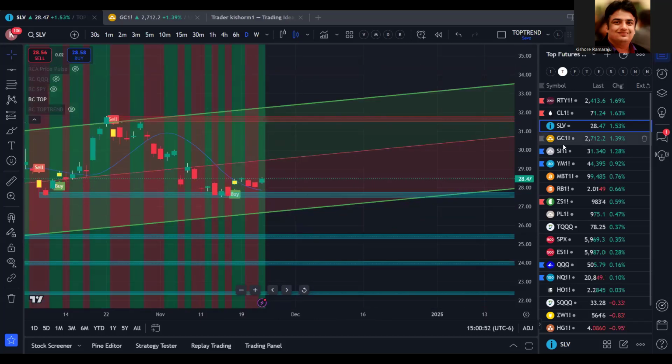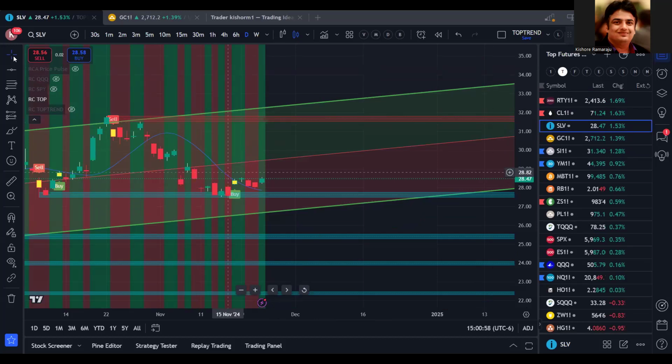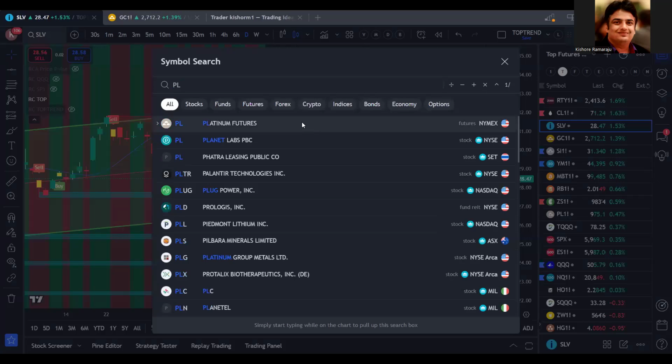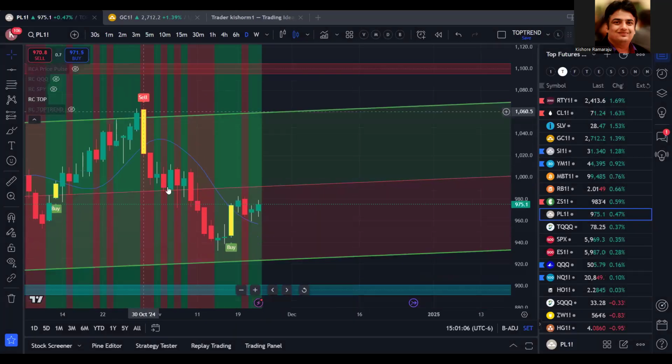right? So if silver and gold are moving, then there is a high possibility for platinum also to move. So let us look at platinum. So it came all the way down. You got a buy signal, small pullback, and again going up.